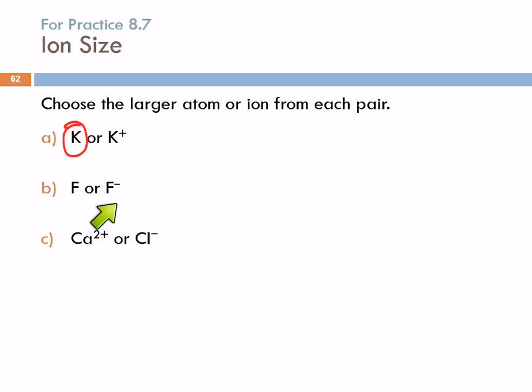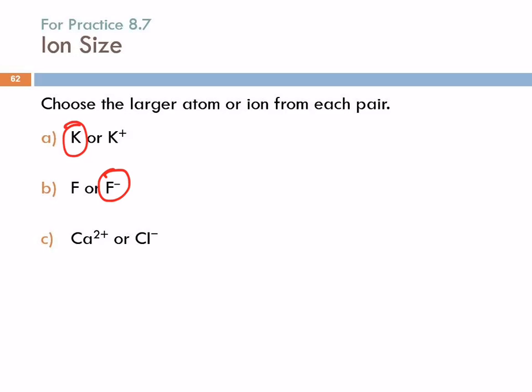Fluorine atom or fluorine ion? Fluoride ion. Well, the fluoride is an ion because it got an extra electron. That affects the nuclear charge, the effective nuclear charge. The anion is larger. Anions are always larger than their corresponding atom. Cations are always smaller.